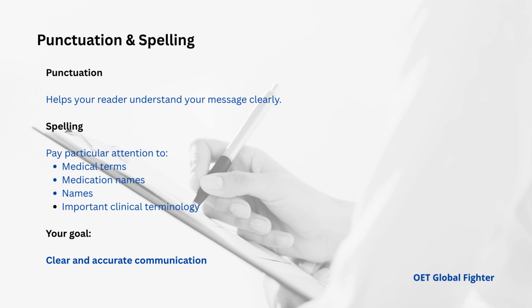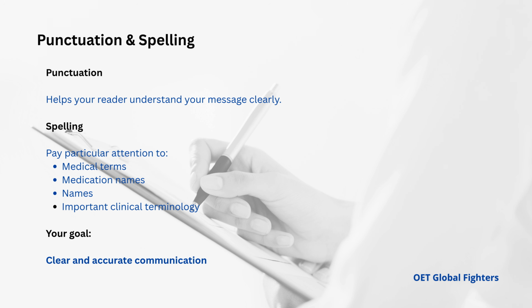And then we have punctuation. Now, punctuation might seem like a small thing, but it can actually make your writing much easier to understand. A comma in the wrong place, or a very long sentence without proper punctuation, can make the reader work harder. The guide points out that punctuation adds clarity and helps communicate your message to the reader. So when you're checking your letter, don't only check grammar, look at your punctuation too.